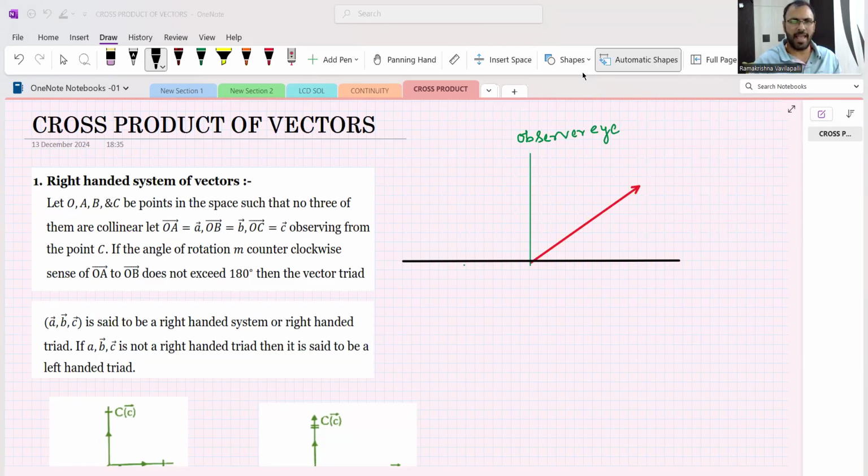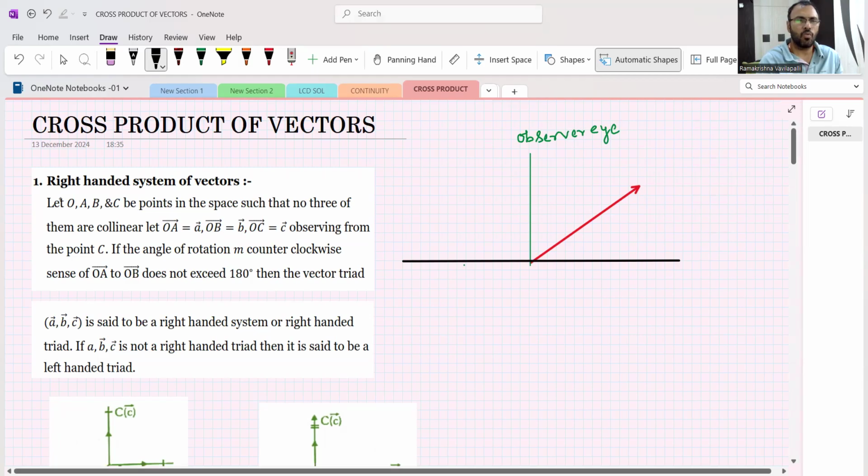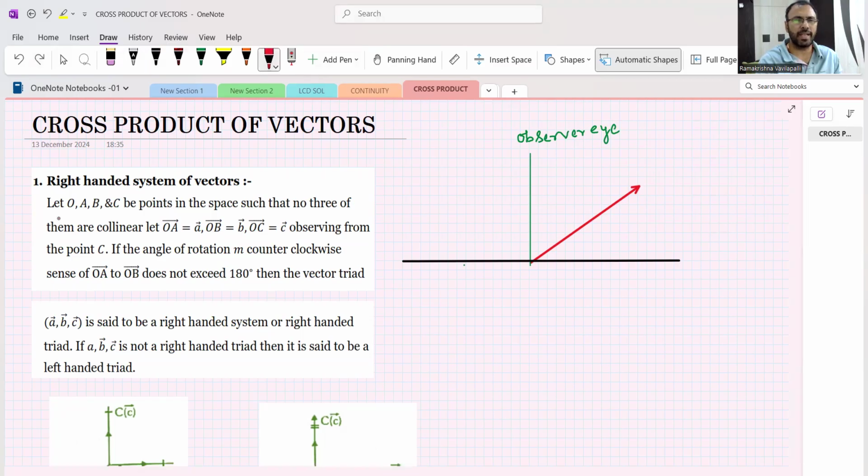So I'll explain very briefly what is a right-handed system of vectors. What is a right-handed system of vectors? A right-handed system of vectors means you take, for example, three vectors.